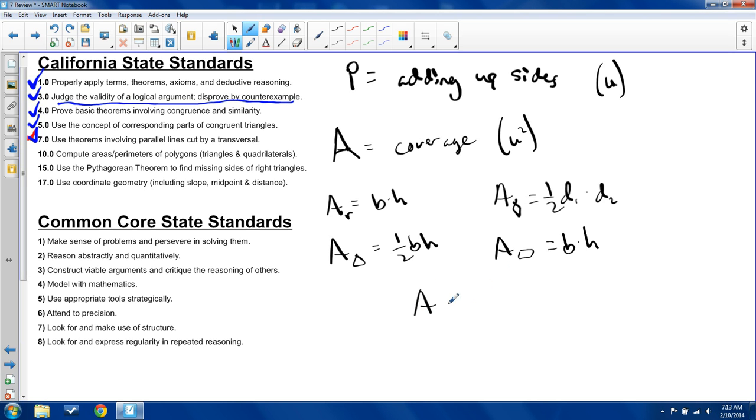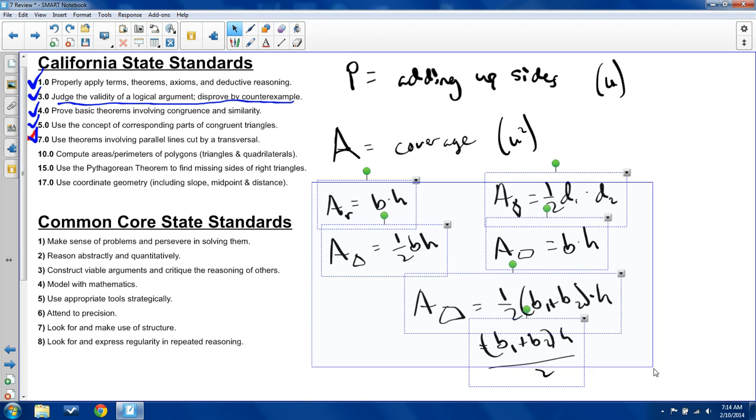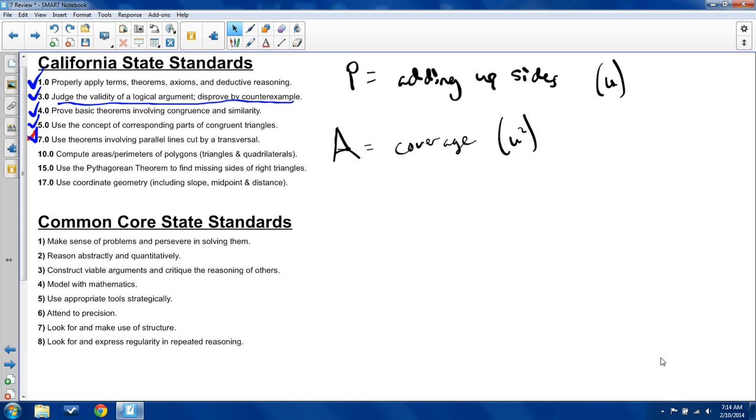And the area of a trapezoid uses two different bases. You add them together, take the average of them, and multiply them by the height. Or, similarly, B1 plus B2 times H over 2. Same thing. Do I have any others? Square is base times height also, but they have the same side lengths.